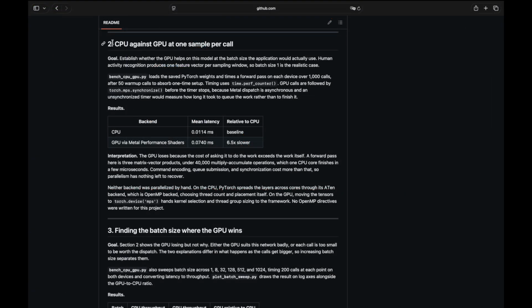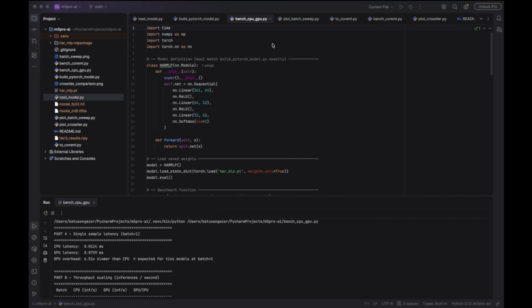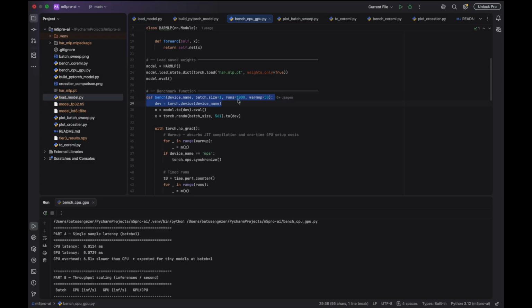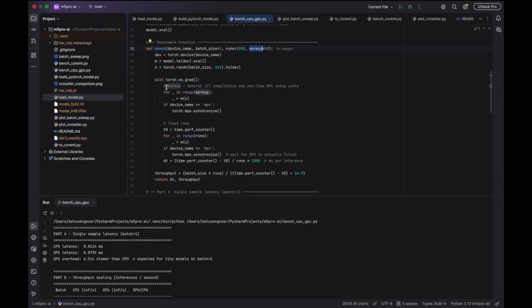Section 2 asks the most direct question available. Does the GPU help at the batch size this application actually uses? Human activity recognition operates on a sliding window of sensor data, producing one feature vector per window, so the deployed batch size is 1. One reading in, one prediction out. Each configuration was measured over 1000 timed calls after 50 warm-up calls. The GPU measurements required one precaution. Metal dispatch is asynchronous, so each GPU timing is followed by an explicit synchronized call. Otherwise, the measurement would report queuing time rather than completion time.